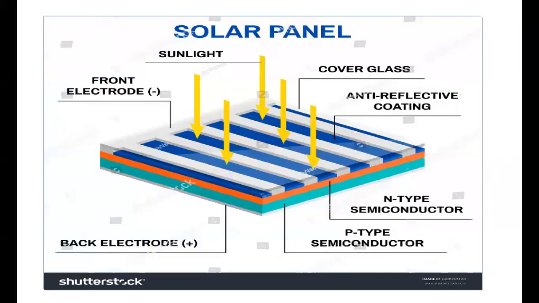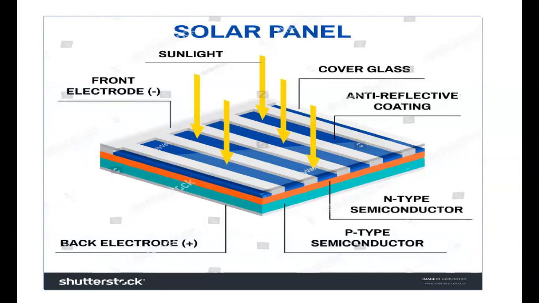Then what is the construction of a solar panel? The solar panel consists of a p-type semiconductor and a thin n-type semiconductor, and on the top there is an anti-reflective coating, and on the topmost part there is cover glass to protect it from dust. The two ends are connected to conducting electrodes. These will make the connection to the external circuit.